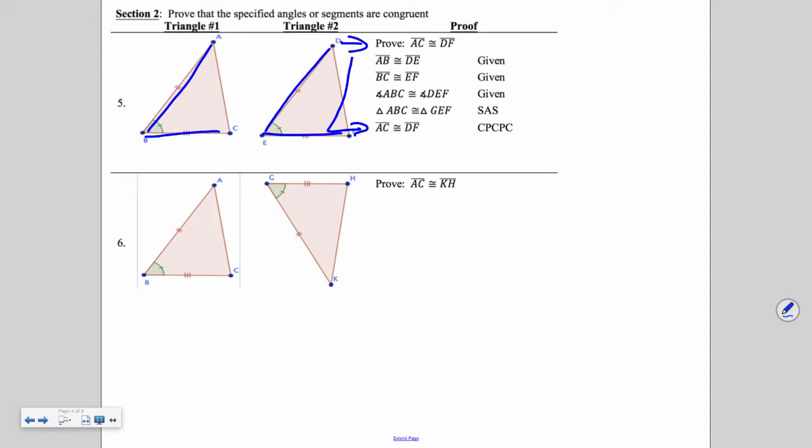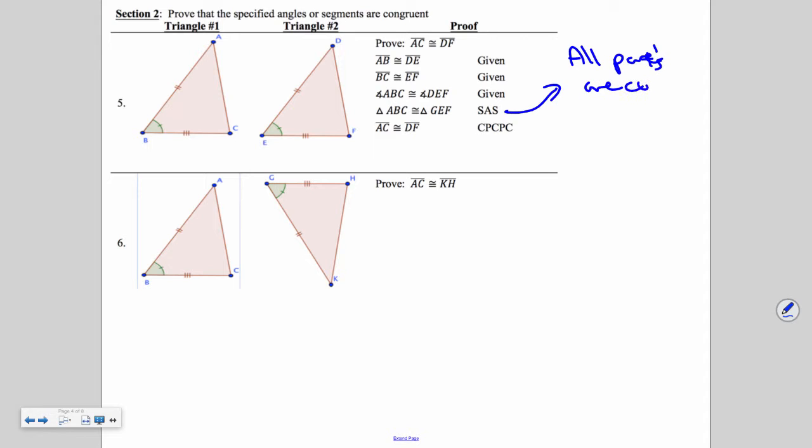Now, at this point, these 2 triangles are congruent. So once the triangles are congruent, I know all parts are congruent. So I can take just 3 pieces of information to prove the triangle is congruent. Now I can say that AC is congruent to DF, which I did not know before.